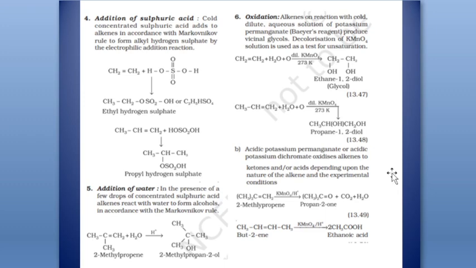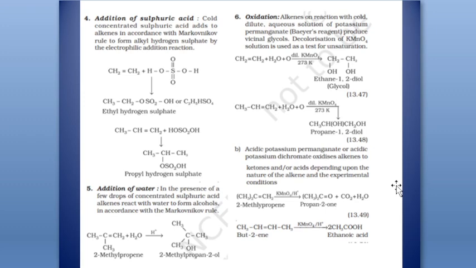The addition of sulfuric acid into ethylene will produce a sulfonated compound, and after hydrolysis we can get alcohol from it. Then addition of water can be done in presence of dilute sulfuric acid. So it will also be added through Markovnikov addition. Number 6, then oxidation reaction of alkene.